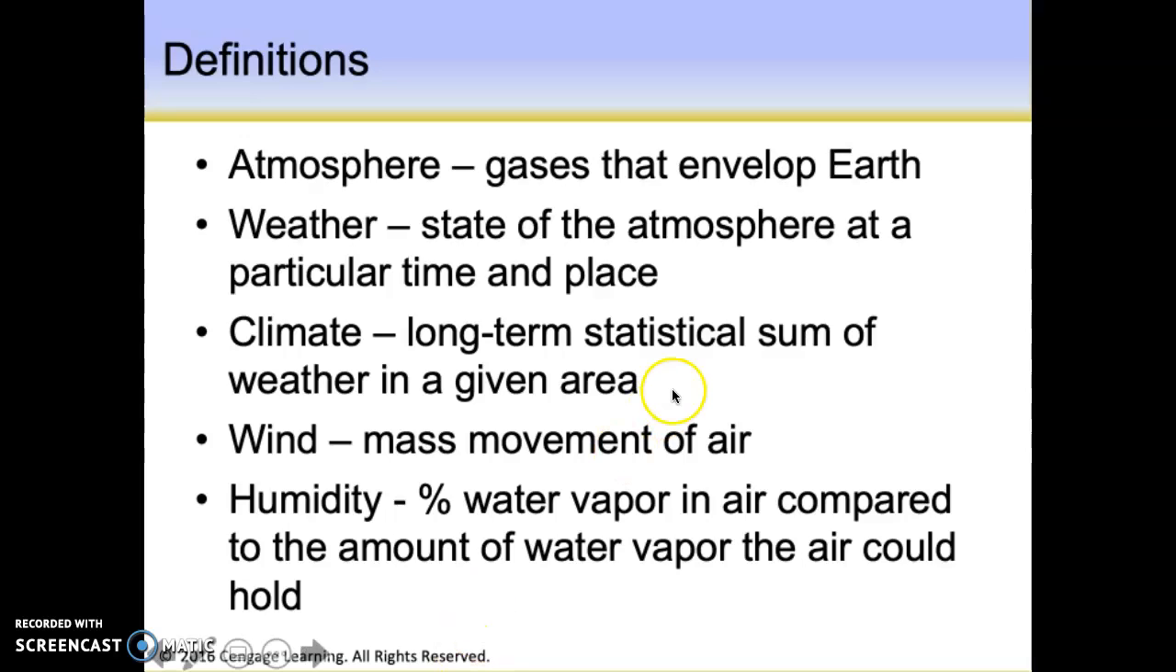And it also allows us to compare the weather patterns that we experience with the weather patterns that are experienced in other places. Wind is just the mass movement of air, and humidity, and I'll have another slide with more on humidity, is the percent of the water vapor in the air compared to the amount of water vapor that the air could hold. And really the correct term for that is the relative humidity.